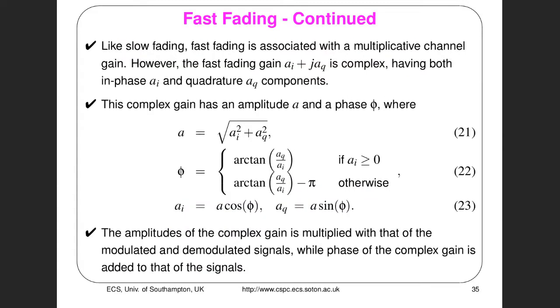So last time we looked at the complex value representation for fast fading, and I have requested you to take a look at the supporting document on the course website. Basically, we want to take into account both amplitude gain and the phase that's imposed on the signal. So fast fading is represented by a complex value here. The real part and imaginary part are both modeled by Gaussian distribution.